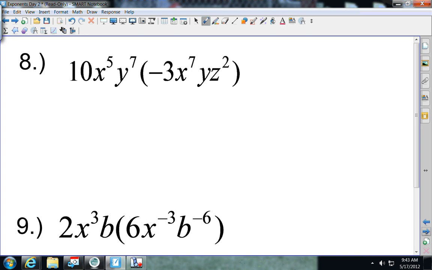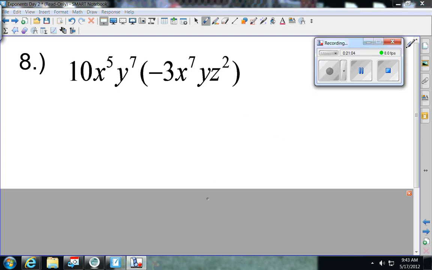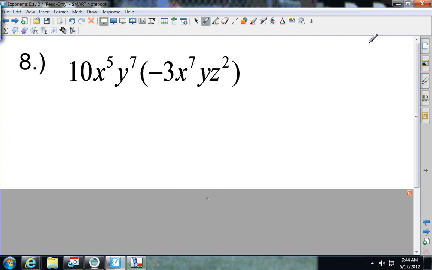Yes. Let's take a minute and try to do this one right here where we're multiplying. So pause the video and try and answer this. Okay, for this problem, we're going to take care of the coefficients. 10 times negative 3 is negative 30. Add the exponents, so I have x and x, 5 plus 7, x to the 12th. Then the y's. Now I have y to the 7th, and this just says a y. What exponent is with that y? It is a 1. So I should have y to the 8th.